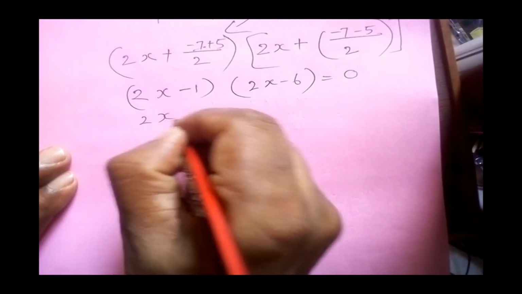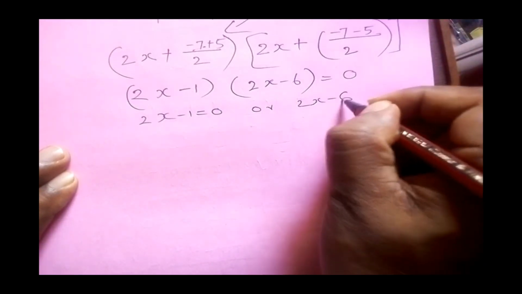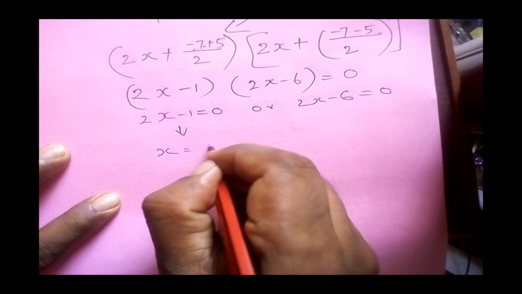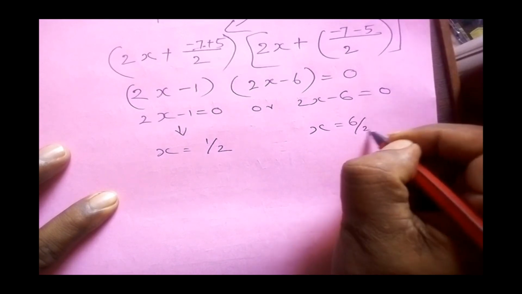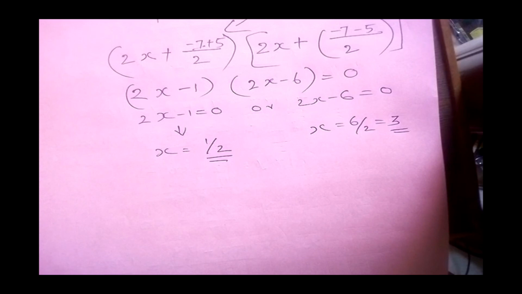So 2x minus 1 equal to 0 or 2x minus 6 equal to 0. 2x minus 1 equal to 0 means x is equal to 1 upon 2. Here x is equal to 6 upon 2, that is 3. So we have two values for this quadratic equation. Either x is equal to 3 or x is equal to 1 by 2.